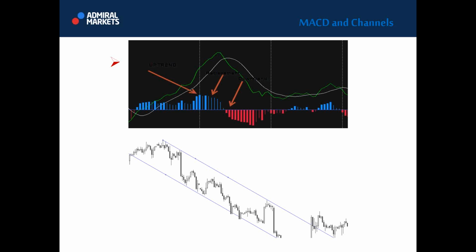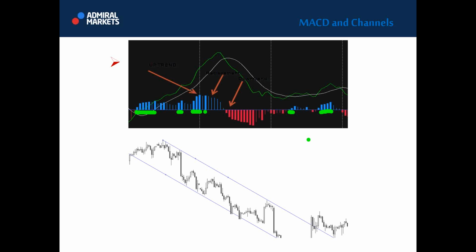When we have thick building bars above the waterline, so thick building, not these thin bars, I'm talking about thick blue bars, we say that MACD and the trend is an uptrend. So we need to have thick building bars, we need to have momentum. So we say that we have both trend and momentum.